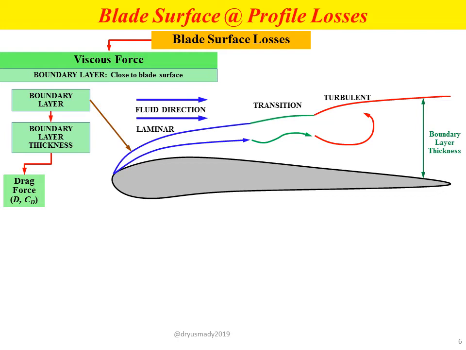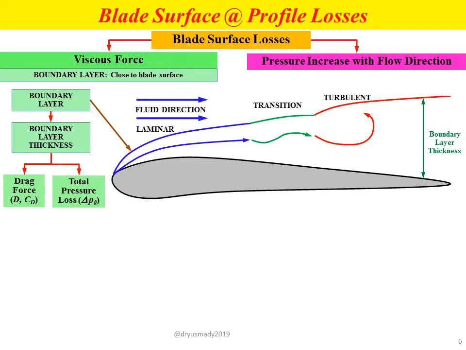The second parameter that is affected by the value of boundary layer thickness is total pressure loss, delta P naught, which means if the boundary layer thickness increases, the drag force will increase, and the total pressure loss also will increase. This will decrease the overall efficiency of the cascade blade, and also what we call the efficiency of a turbomachine.